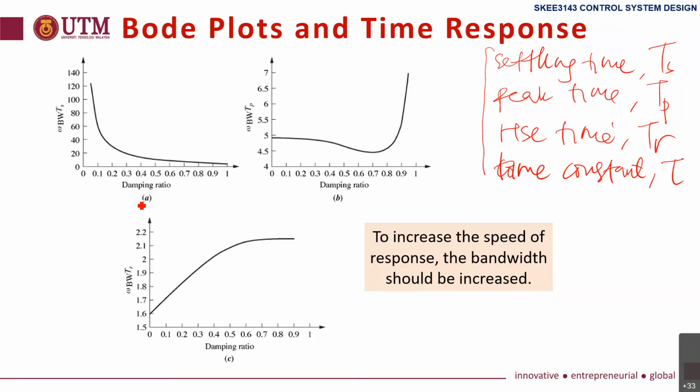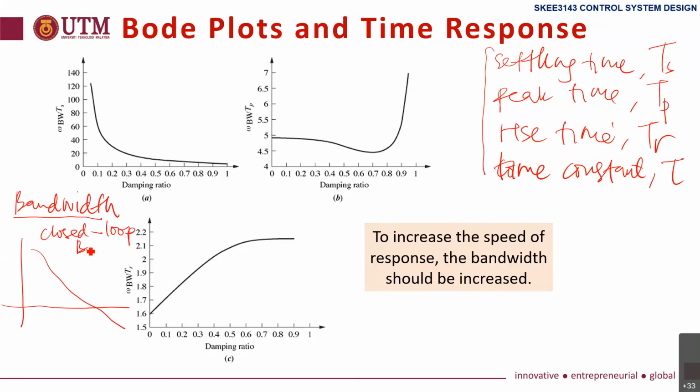In Bode plot, we have what we call bandwidth. I will not go into detail on this. Bandwidth is obtained by plotting the closed loop Bode plot. The one that we normally plot is open loop, but this is closed loop. If we take minus 3 dB, here, this is called bandwidth.